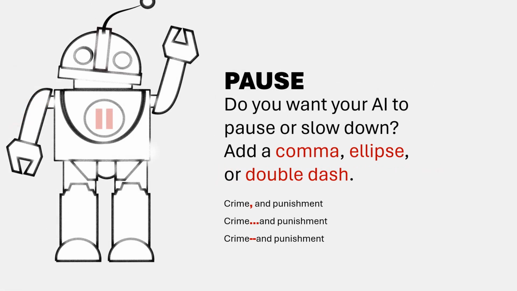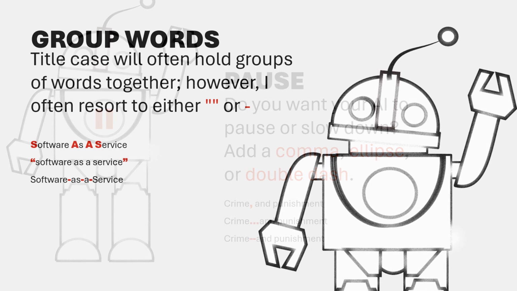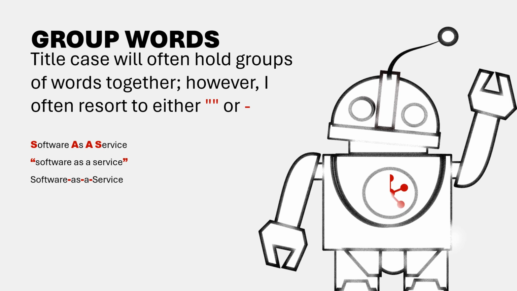All right, on to the next. If you want your AI to pause or slow down, you can do this by adding a comma, an ellipse, or a double dash. You can also start a new paragraph if you're wanting a more significant pause in between sentences or topics.